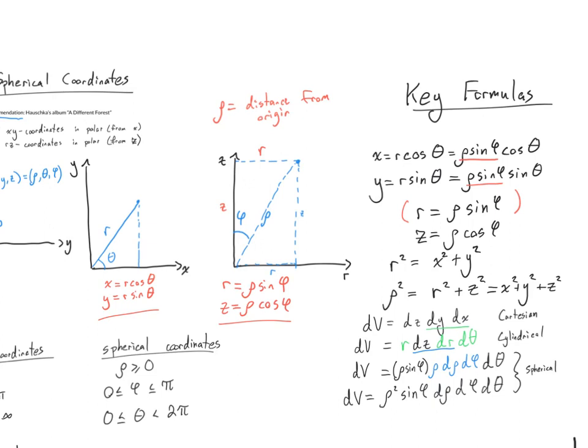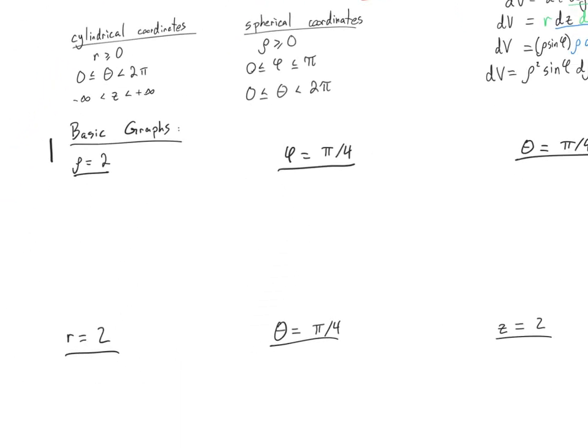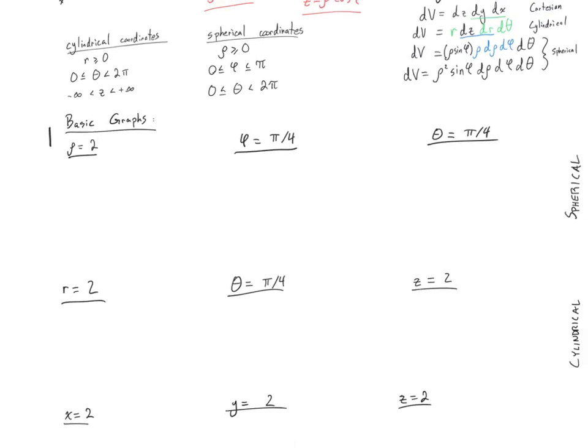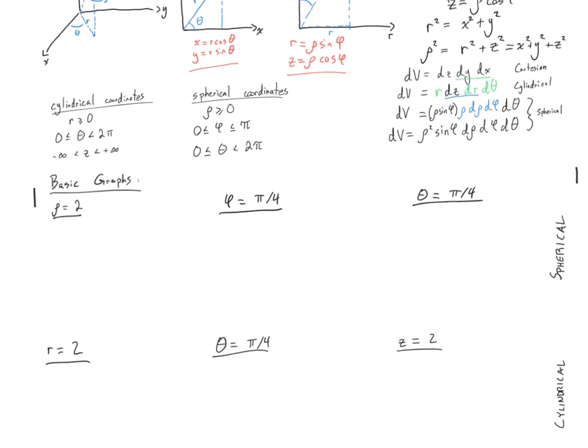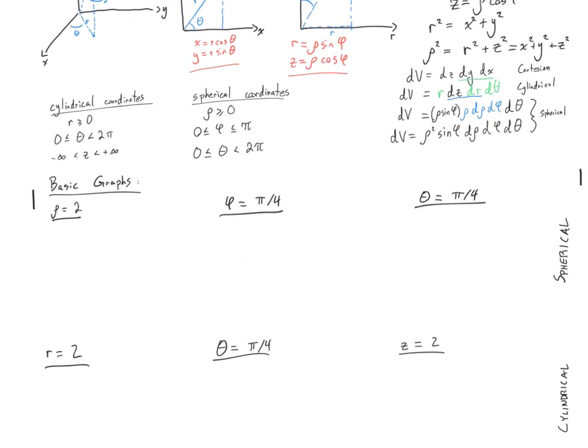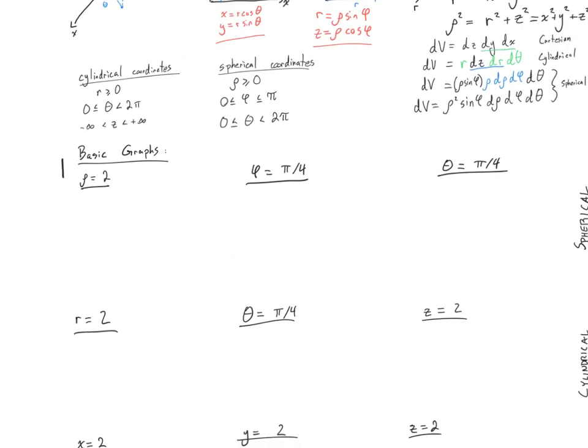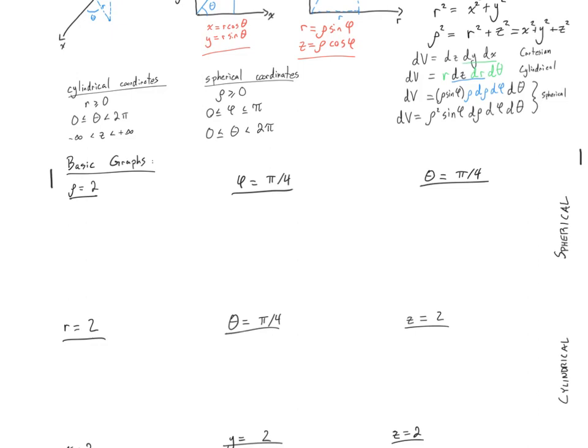Okay, so let's look at a couple ways to graph things in these different coordinate systems. So let me zoom out a little bit. We're going to do some basic graphs. Let's first do the spherical ones. So I feel like these are rendering a little weird for me. I'm not really sure what's going on there, but we'll work with it.